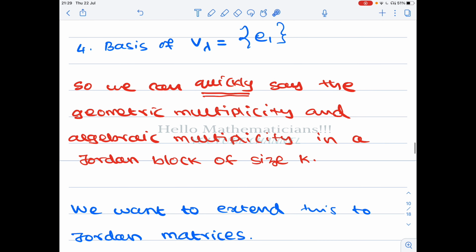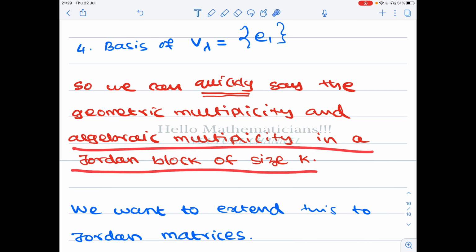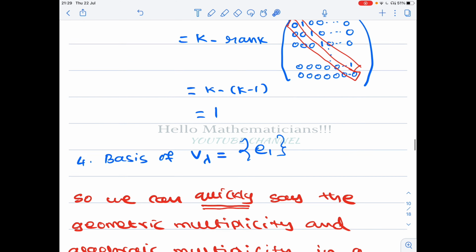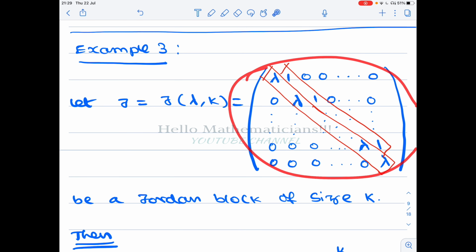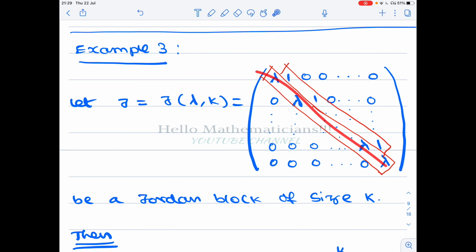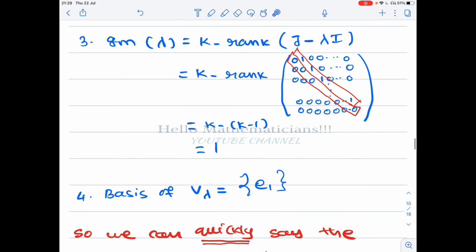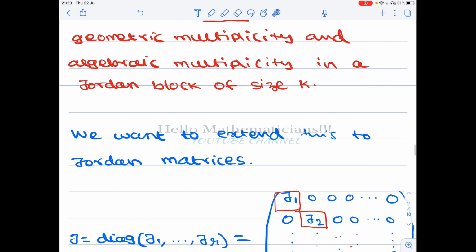So we can quickly say the geometric multiplicity and the algebraic multiplicity in a Jordan block of size k. Once you see this matrix, you know that the eigenvalue is lambda, its algebraic multiplicity is k, and the geometric multiplicity is 1. Okay, so we can quickly say that. We want to extend this result to Jordan matrices.